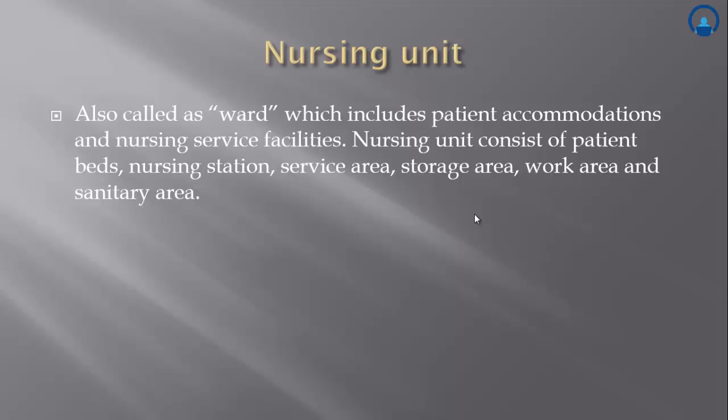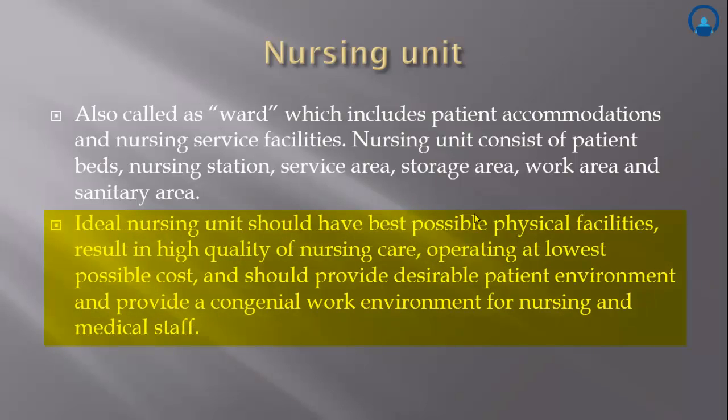Basically a hospital has two types of patients: outdoor patients and indoor patients. Outdoor patient or OPD services we have seen last time, and for indoor patient services, the major component would be nursing services, which comes second. First is the medical services and second is the nursing services. Ideal nursing units should have the best possible physical facilities, which result in high quality of nursing care, operating at the lowest possible cost, and should provide a desirable patient environment and a congenial work environment for nursing and medical staff.